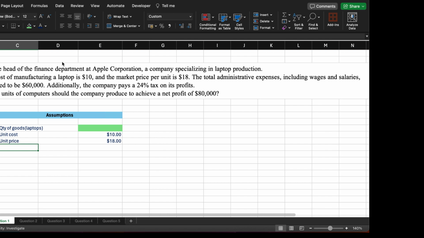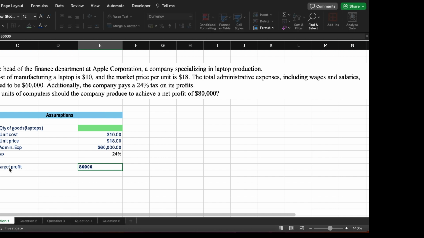And we then come to the unit cost, which is $10, the unit price, which is $18, and administrative expenses, that includes wages and salaries, that is $60,000. And we have our corporate income tax, which is 24%. The company pays tax if it makes profit. Now the target profit for the company is 80,000. So let's prepare the income statement of the company.